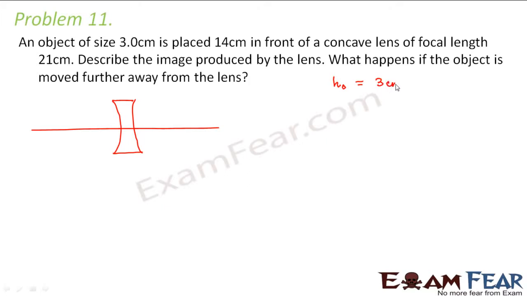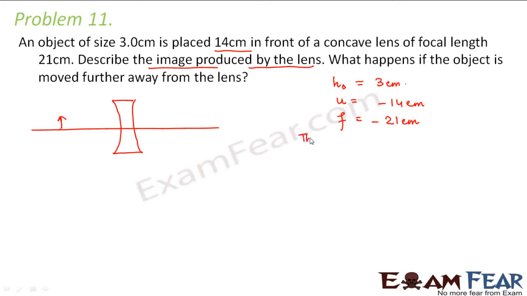So HO is 3 centimeters. It is placed 14 centimeters in front of a concave lens. That means the object distance is 14 centimeters. Since the object lies somewhere here, this U is negative. Focal length of the concave lens is 21 centimeters. For a concave lens, the focal length is also negative. Right? So we have to describe the image produced by the lens.